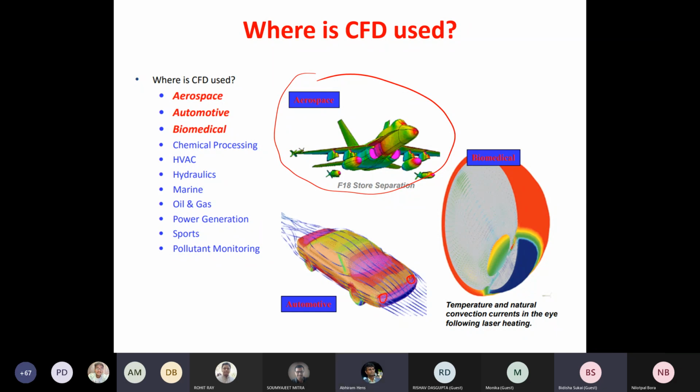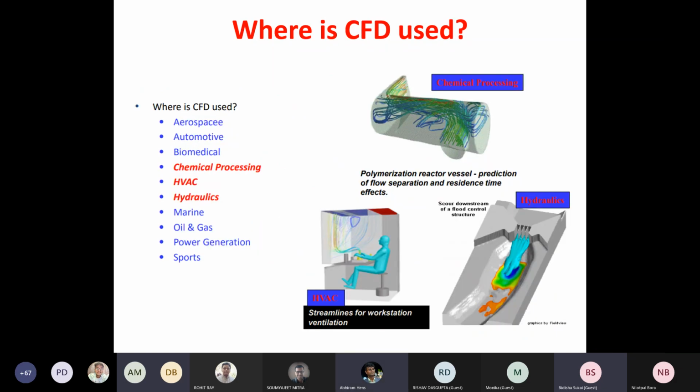Then I will come to the next part, that is chemical processing. Since many students are from a chemical engineering background, you know that in the process industry there are heat exchangers, reactors, and pipelines. Those are integral parts of any process industry, and everywhere fluid flow takes place at different temperature and pressure. So from a design optimization point of view, you can build each thing in a CFD environment and see the internal dynamics.